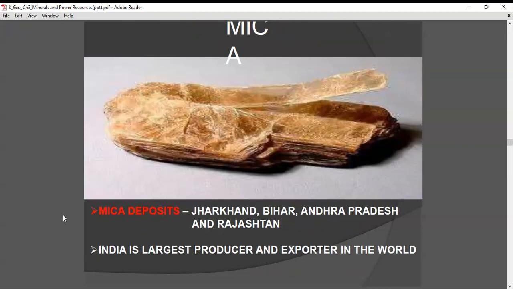Okay. Coming to mica, mica is used in the electrical industry. Large deposits are found in Jharkhand, Bihar, Andhra Pradesh, and Rajasthan. India is one of the largest producers and exporters of mica. This is mainly used as an insulation part inside electrical components, mica.